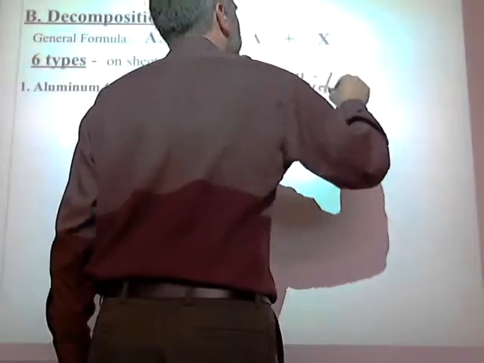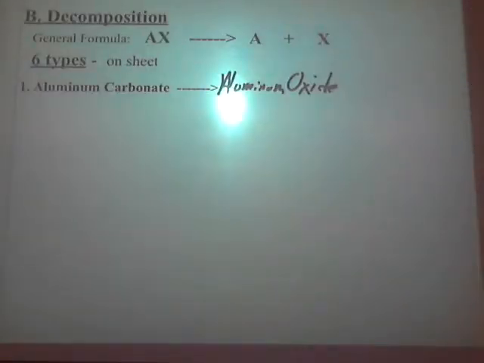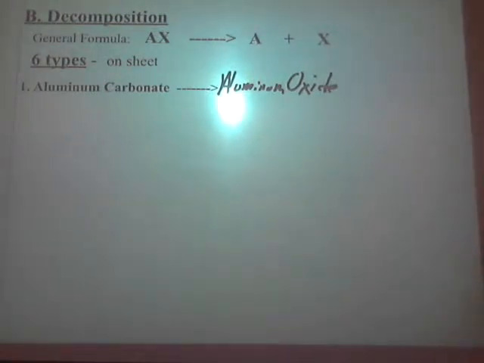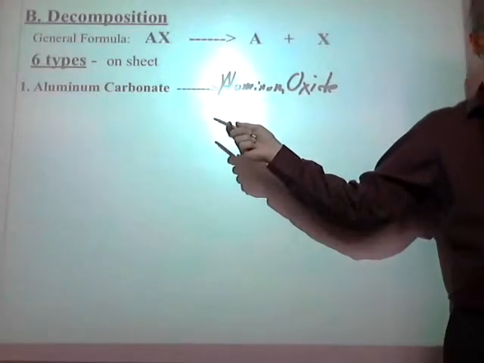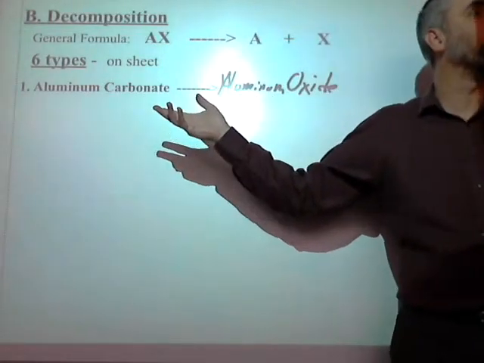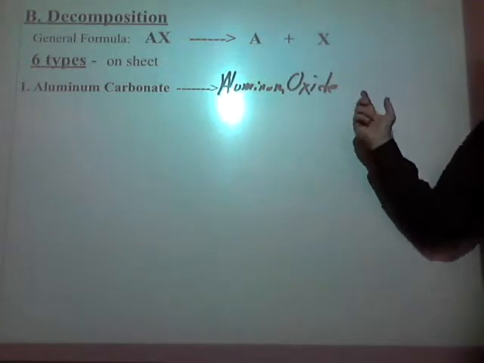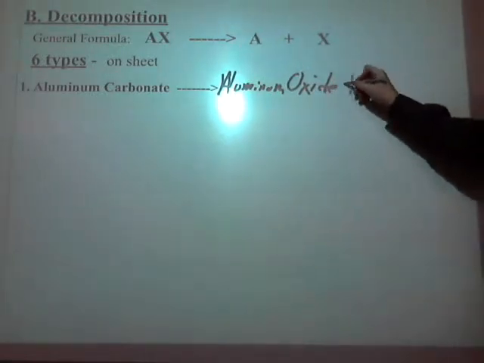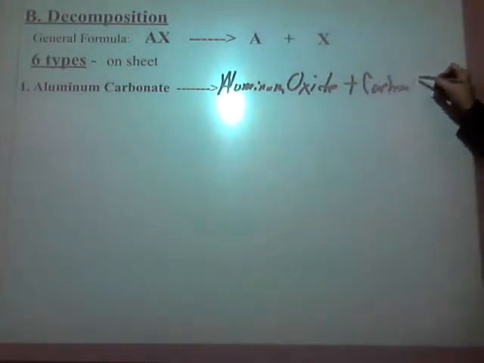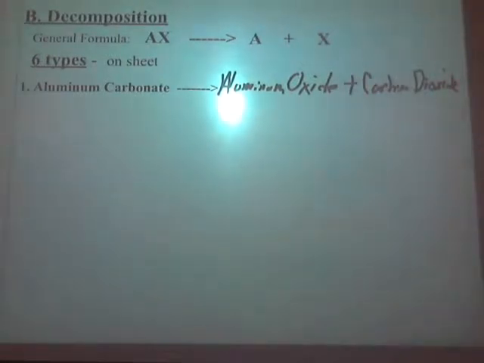You see, the sheet simply gives the generic formula of what's going to happen, and then I give you the specific one. So it could have been sodium carbonate, in which case it would have yielded what? Sodium oxide plus, in both cases, what? Carbon dioxide. Now, if you want to know how I'm supposed to know that, the answer is you don't have to. It's right there on the sheet.